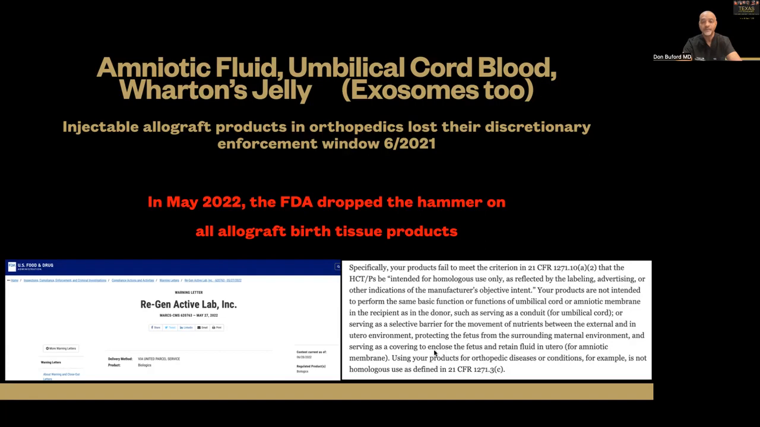And so they've made it really obvious that homologous use is not just cushioning or growth factors. It truly has to be replacing and restoring the function from whence it came. And so that means putting amniotic fluid in a knee is a no-no. Putting umbilical cord blood at the elbow is a no-no unless you normally have umbilical cord blood in your elbow. And so this is now exceedingly obvious that this is the current regulatory status for these allograft products.